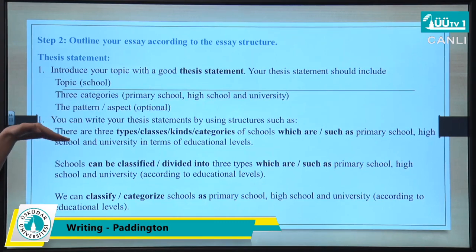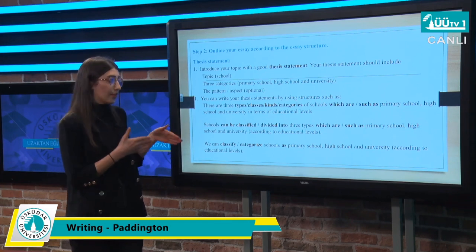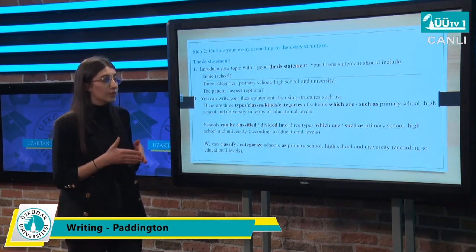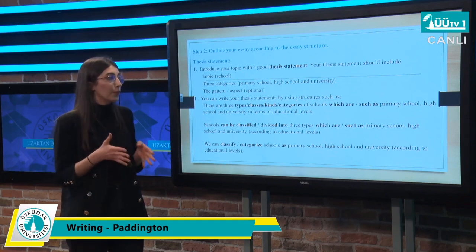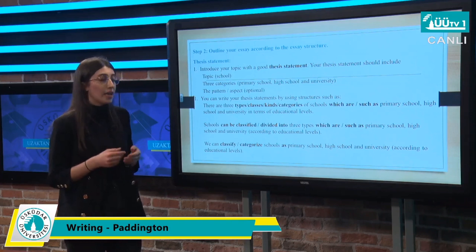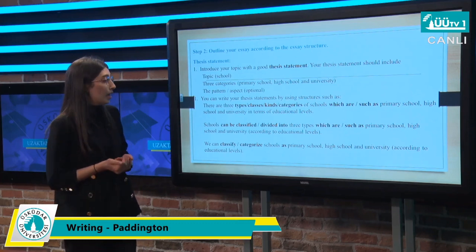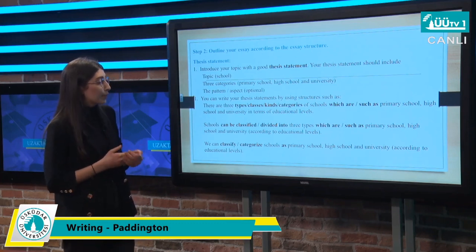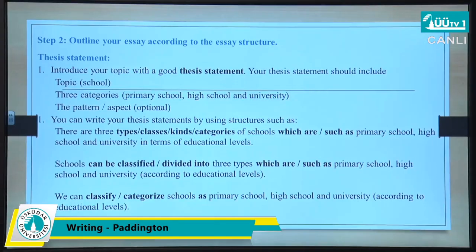Then 3 categories. Our categories are here. An optional pattern aspect. It's up to you if you want to write about the aspect here or not. Or in other words, if you want to write a good thesis statement, you have to provide the reader with the information about what you are going to write in your essay, how many categories and which categories. You have to list them. So this is your thesis statement. And these structures, like examples, will help you to build a good thesis statement.